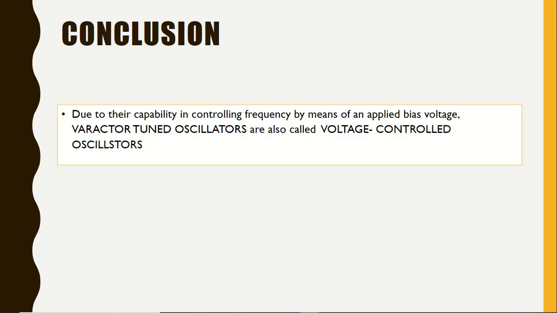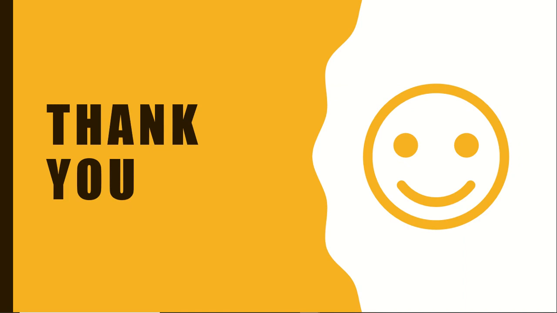So to conclude, the flow is like this. I vary the reverse bias voltage. Due to this, the capacitance of the varactor diode changes. Due to the variation in capacitance, the oscillation frequency in my RF or microwave range changes. Since varactors are used for tuning frequencies, varactor tuned oscillators are hence called voltage controlled oscillators. Thank you.